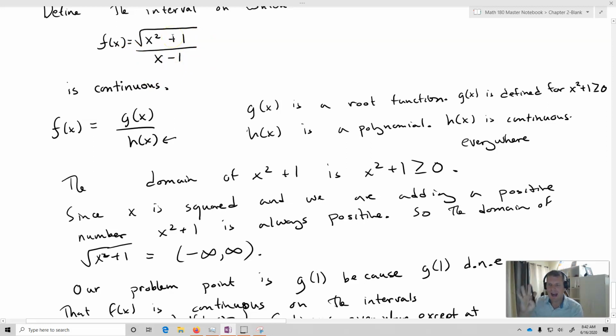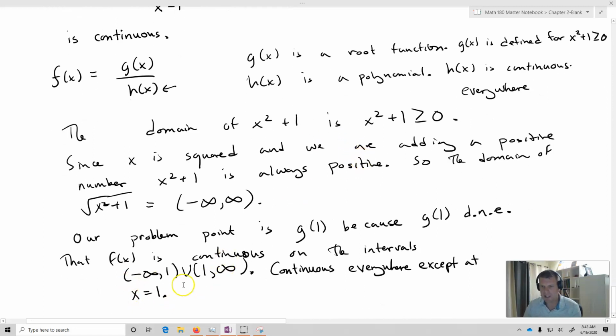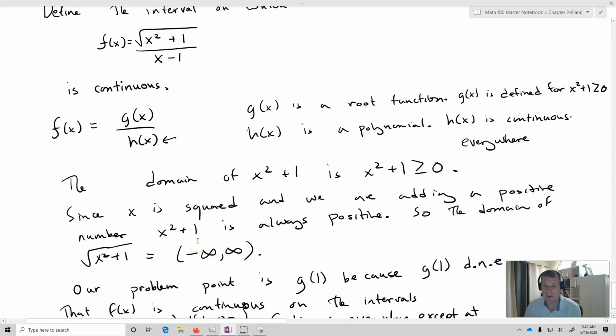But then we've got a third piece: this function as a whole is not going to be defined when x equals 1, because that makes the bottom 0. And since the bottom is 0, that gives us a discontinuity. So we put all three of those together, and we get that x equals 1 is the only place where we're going to have a discontinuity. So this function is continuous everywhere except at x equals 1. And that tells you how to think about what it means to be continuous on an interval and how to prove that something's continuous on an interval.